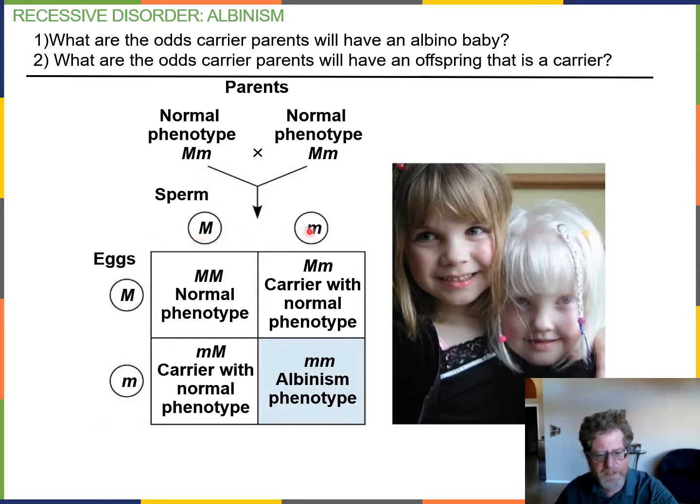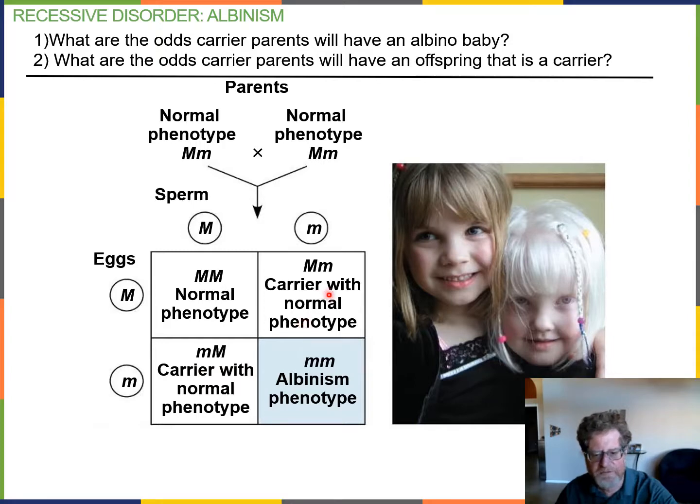So the big M and little m separate in the sperm, the big M and little m separate in the eggs. They come back together: big M, big M; big M, little m; little m, big M; little m, little m. It's just like the F1 cross between two heterozygous individuals. And so what are the odds carrier parents will have an albino baby? 1 in 4. Only the individual that's homozygous recessive is going to have albinism. What are the odds carrier parents will have an offspring that is a carrier? 1, 2. So 2 in 4.